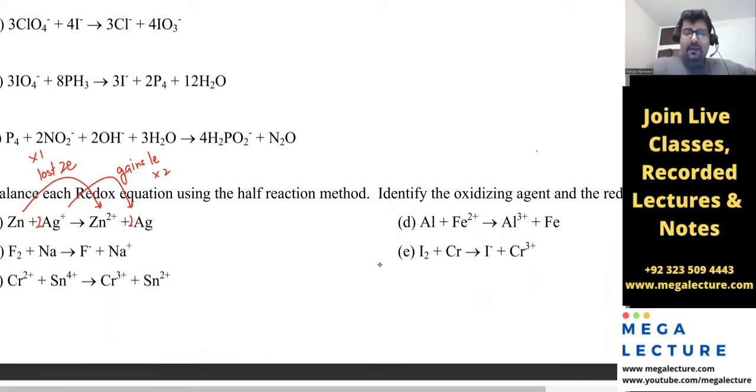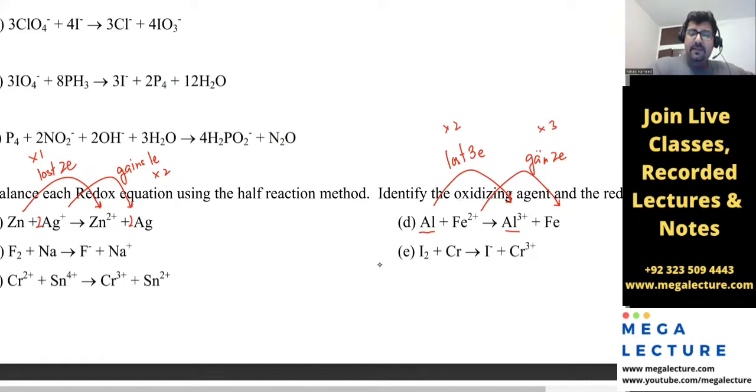Similarly, एक और कर लेते हैं. Al goes from 0 to +3, right? So that means it lost 3 electrons, right? और Fe जो है ना वो +2 to 0 गया. That's a gain of 2 electrons, right? So it gains 2 electrons. So the number of electrons gained and lost have to be equal. So I'm going to multiply this by 2, and I'm going to multiply this by 3.